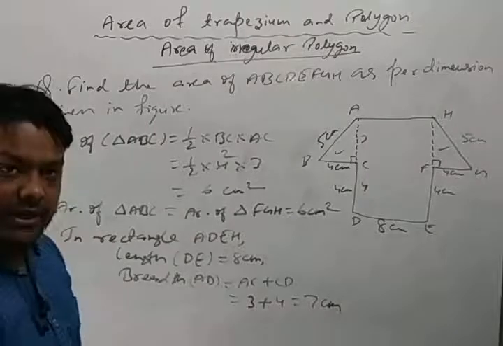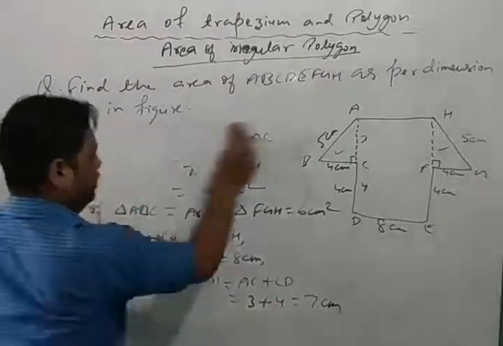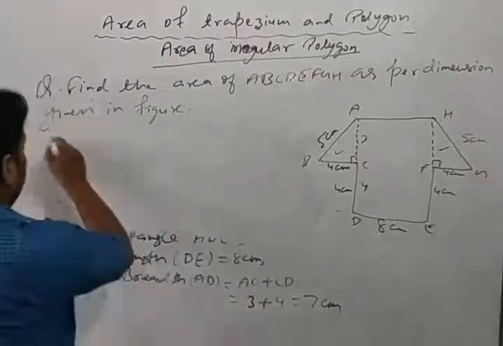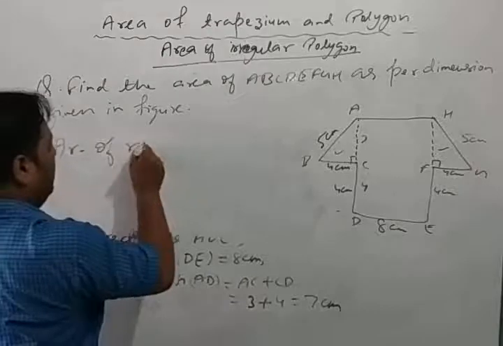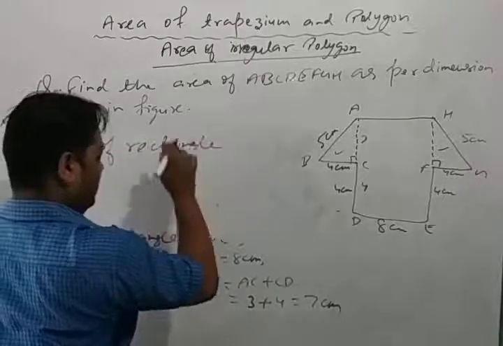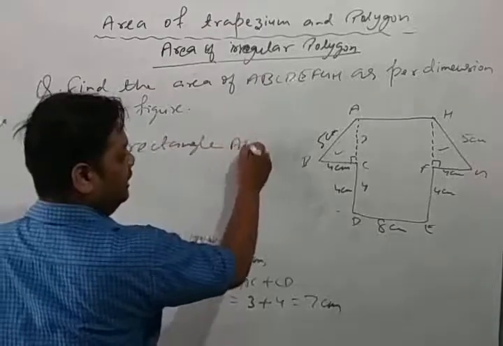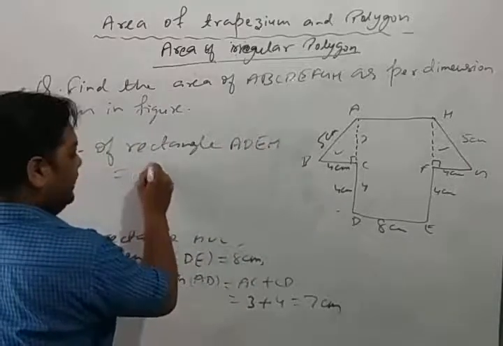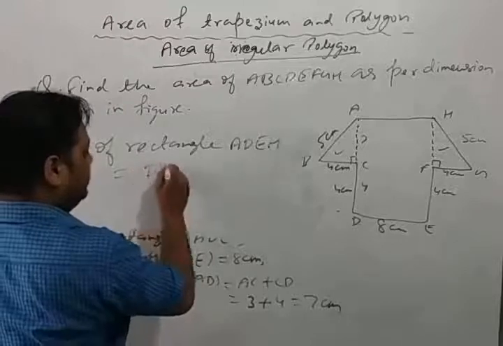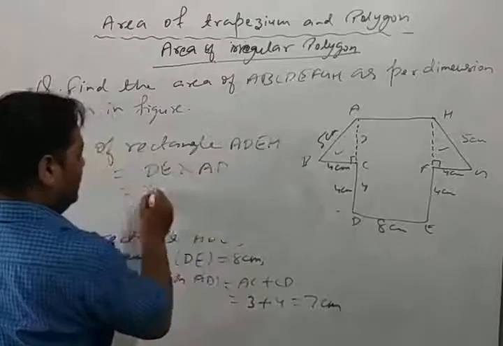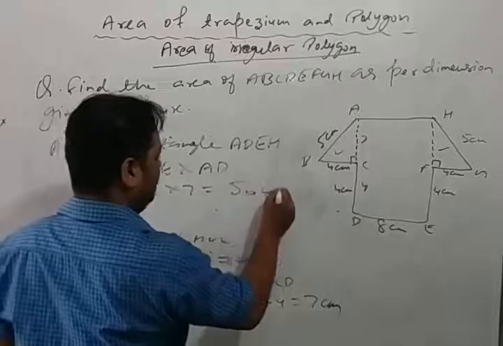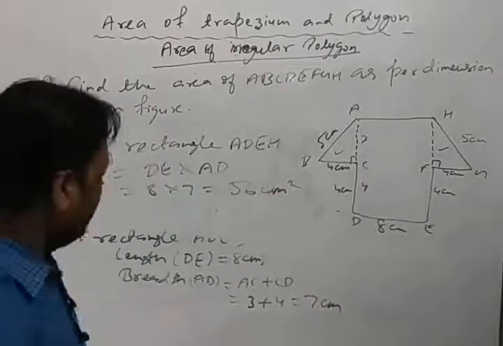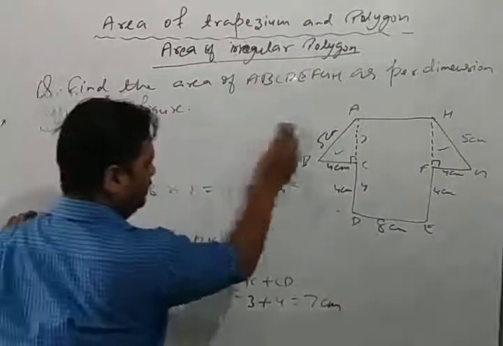Now we will find the area of rectangle. So area of rectangle ADEH is equal to length into breadth. It means DE into AD. It means 8 into 7, that is 56 centimeter square. Then we will add all the areas, then we will get the area of this.